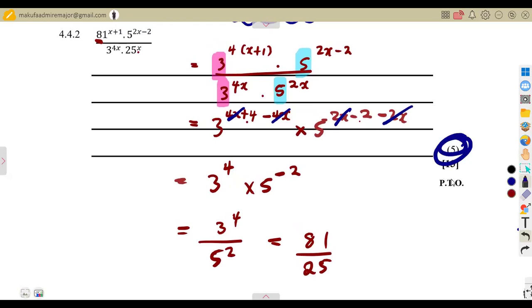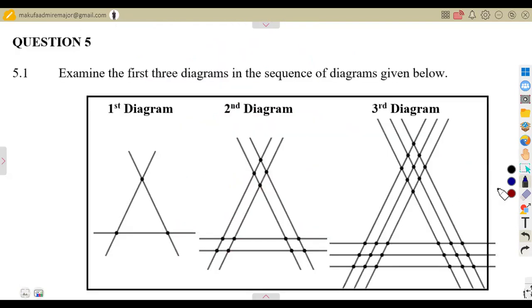Okay, so this is what we had on question number 4, which is having a total of 18 marks. That's a lot. In the exam, you're supposed to obtain these marks. Question number 5, 5.1, examine is just like study. Whatever you're given, first you have to study it. The first 3 diagrams in the sequence of diagrams given below. So study this, examine this.